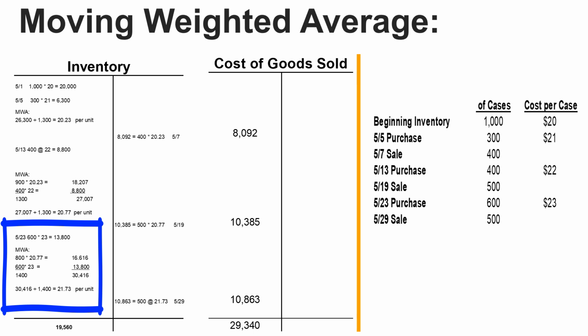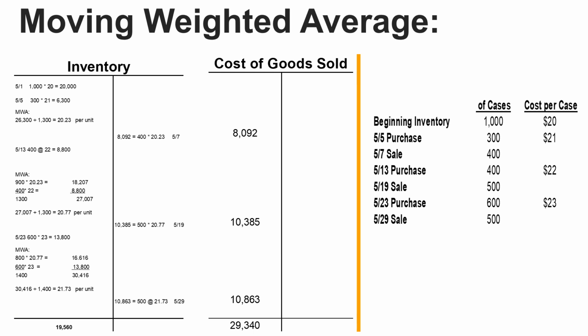If we now buy an additional 600 units at $23 per case, we're adding an additional cost of $13,800 for a total cost of $30,416, given that we now have 1,400 units. We can calculate a new moving weighted average by taking the total cost divided by the number of units. In this case, $21.73 is a weighted average that's moving as we move through these inventory transactions perpetually.